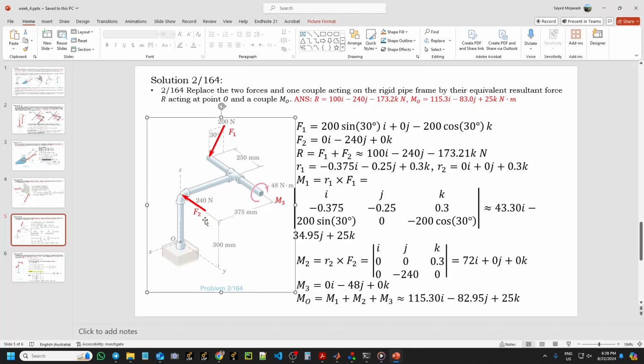by their equivalent resultant force R. So we need to find the resultant force of these two, acting at point O, and a couple M0. First we need to find the components of F1 and F2. First F1.